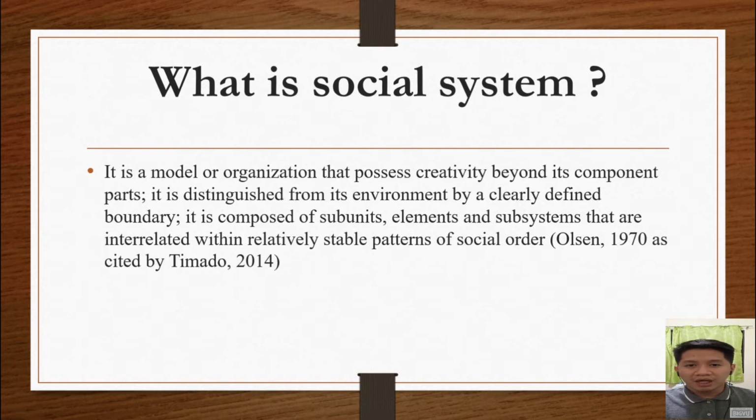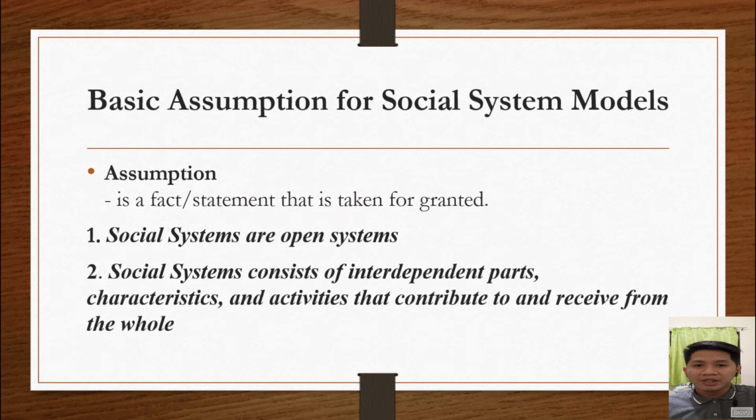Social system is made up of different parts. Individuals, communities, and organizations form a structured network of interactions that form a cohesive whole called a social system. It is the formal structure of role and status that can form in a small or stable group. So there are basic assumptions of social system model. So assumption means that it is a fact or statement that is taken for granted.